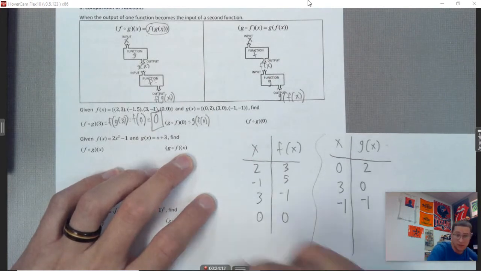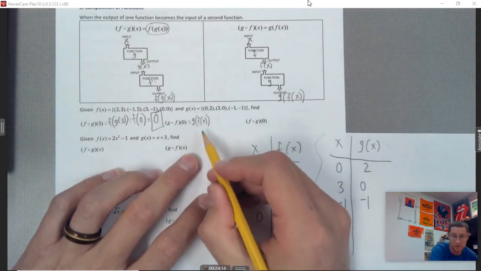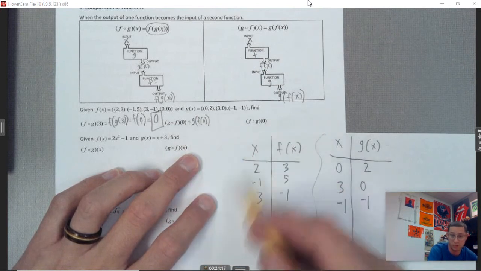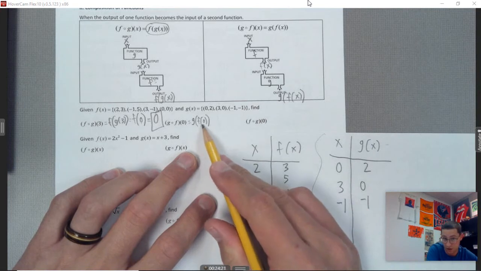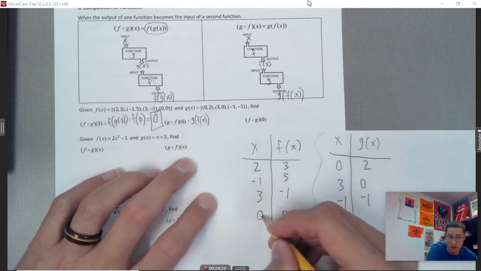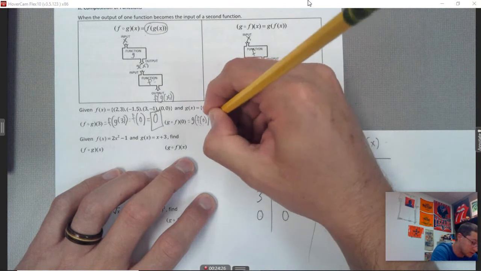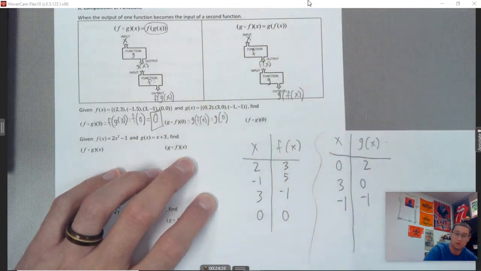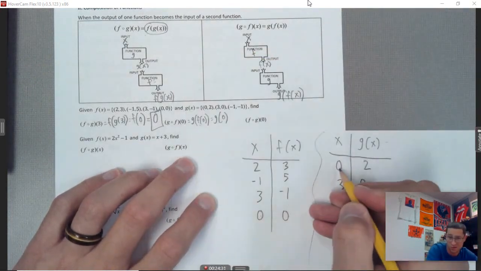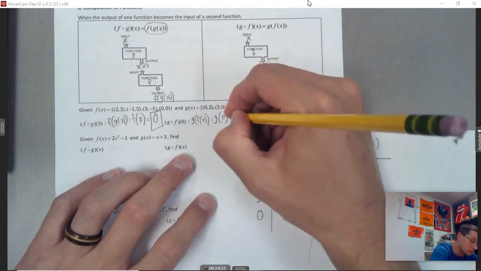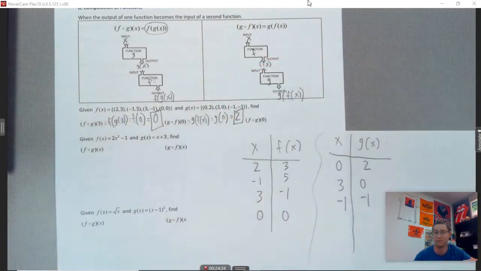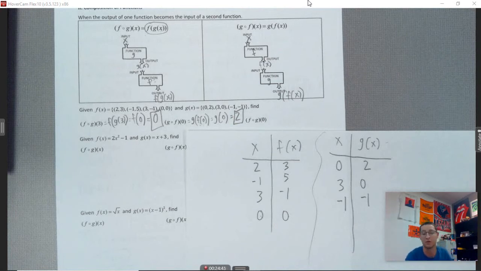Okay, let's see how this one works out. So I start with f of 0. I'm going to my table right here. When I look at f of 0, I start with the centermost. I get out 0. So now it's g of 0. Well, what happens when I plug in 0 for x into my g? I get out a 2. So there we go. You take a value, you put it into one function, and you take that new output and put it into another function.